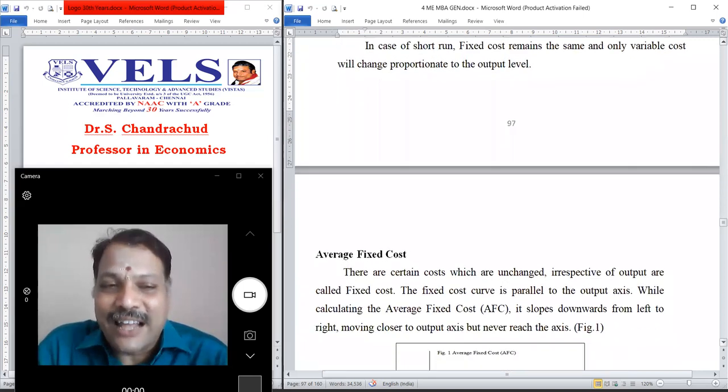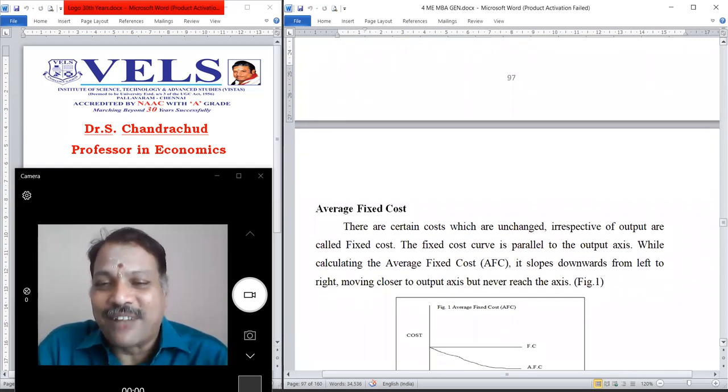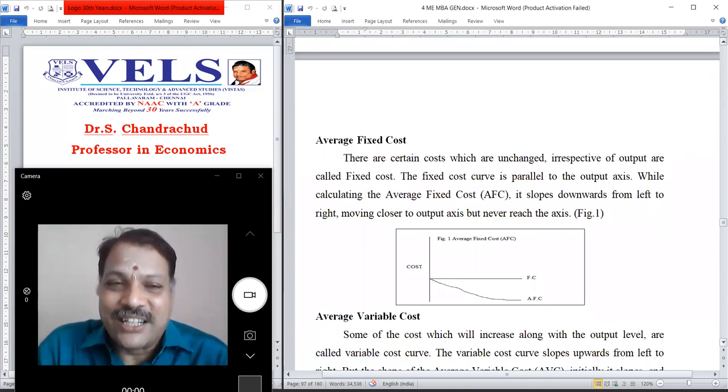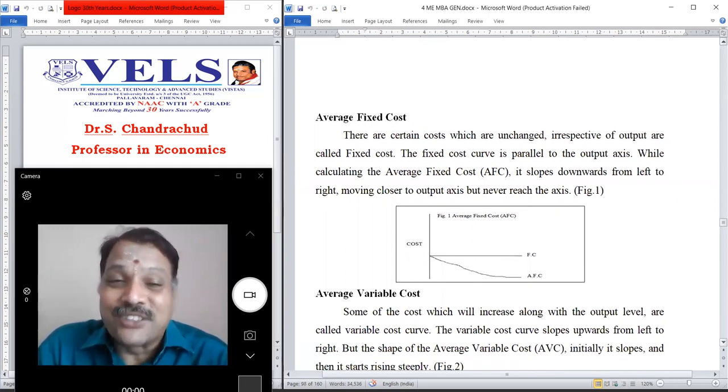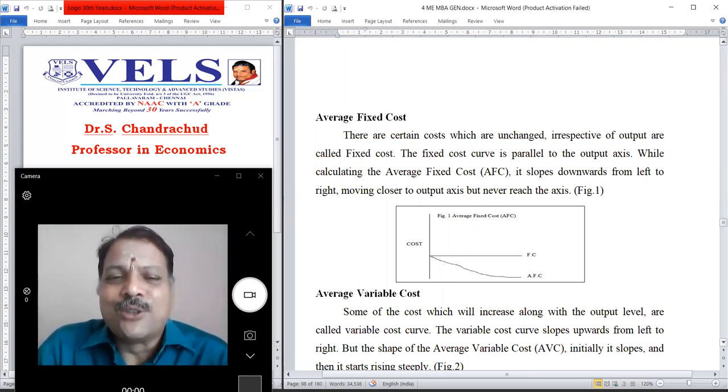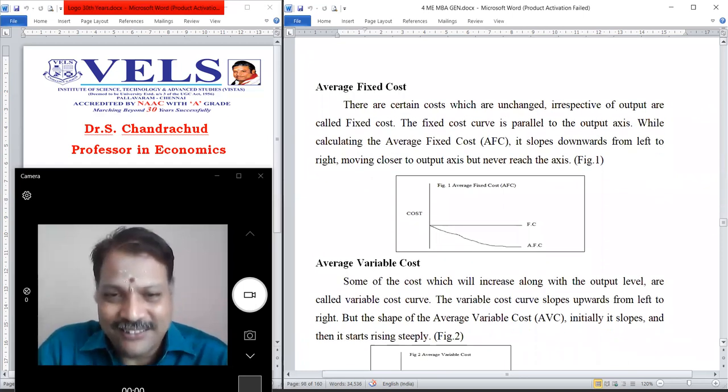First, we will calculate the fixed cost, variable cost, and average fixed cost. There are certain costs which are unchanged irrespective of output. They are called fixed costs. The fixed cost is parallel to the output axis. You can see in the diagram. While calculating the average fixed cost, it slopes downwards from left to right, moving closer and closer to the output axis, but it never touches. It will come closer. So fixed cost is parallel to the axis, and the downward sloping curve shows the average fixed cost.